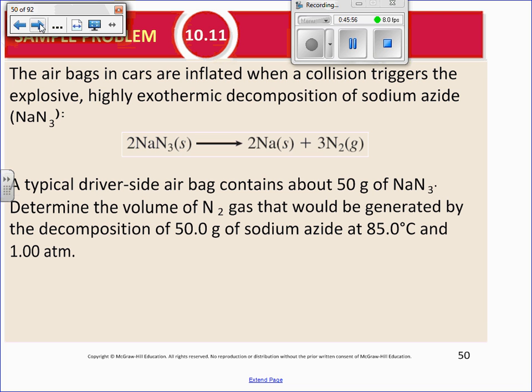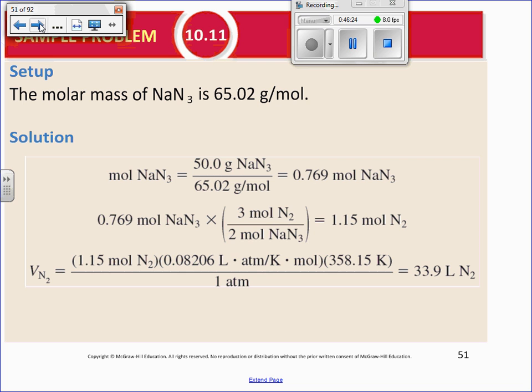So a driver's side airbag contains about 50 grams of sodium azide. What volume of N2 gas would be generated by the decomposition of 50 grams of sodium azide at 85 degrees C and 1 atmosphere? Okay. So we figure out the moles. We start off with 0.769 moles of sodium azide. And we do the conversion 3 to 2, so we end up with 1.15 moles of nitrogen.